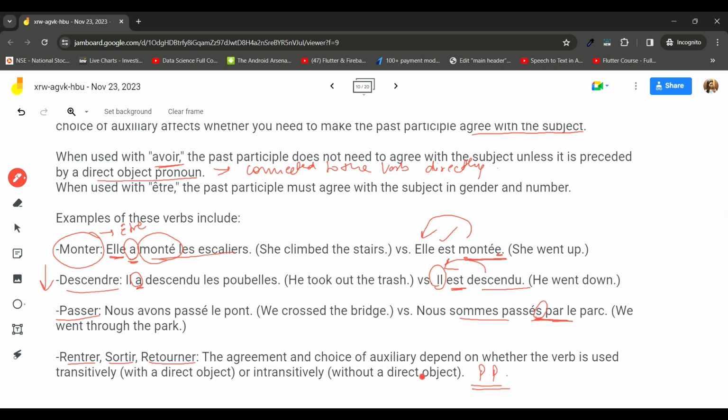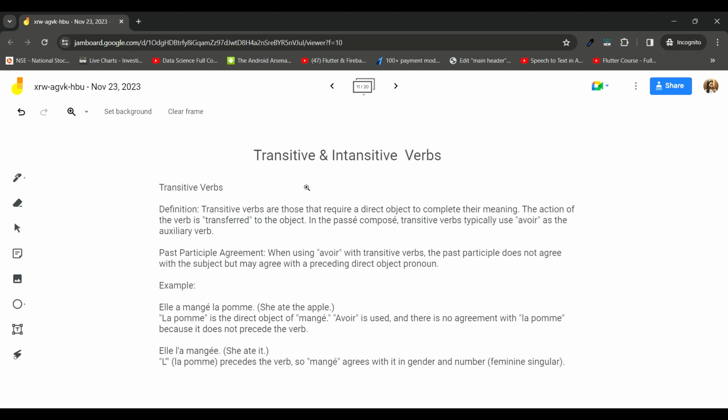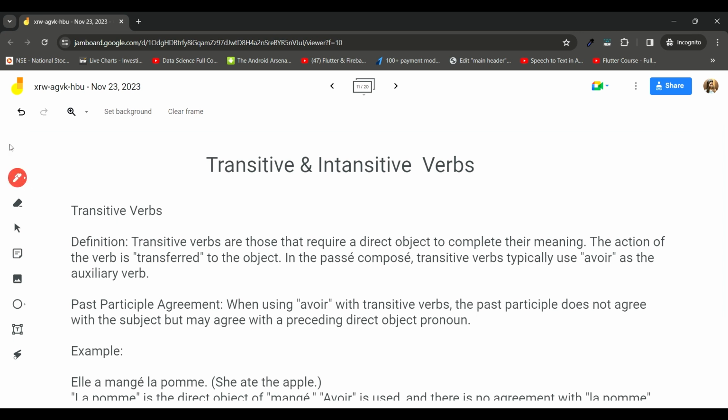The agreement and choice of auxiliary depends on whether the verb is used transitively, which means with a direct object, or intransitively, without a direct object. Now, what are these transitive and intransitive verbs? Transitive verb means that they are connected to the object directly. Intransitive means that they are not connected to the object directly, and probably some preposition has been used. For transitive and intransitive verbs, there is a rule with passé composé also. Transitive verbs are those that require a direct object to complete their meaning. The action of the verb is transferred to the object.